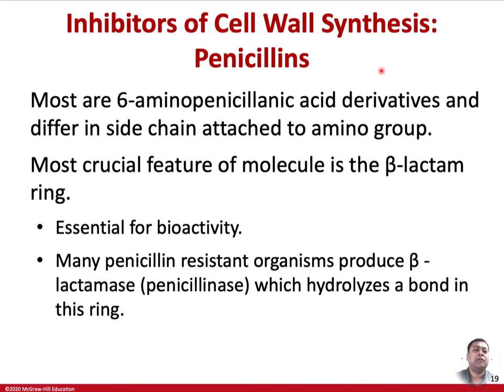So first, take a look at the inhibitors of cell wall synthesis. And the first group of drugs is penicillins. Most of them are known as aminopenicillanic acid derivatives and differ in the side chain attached to the amino group. So the most crucial feature for all of these molecules is the beta-lactam ring. This is the most important one.